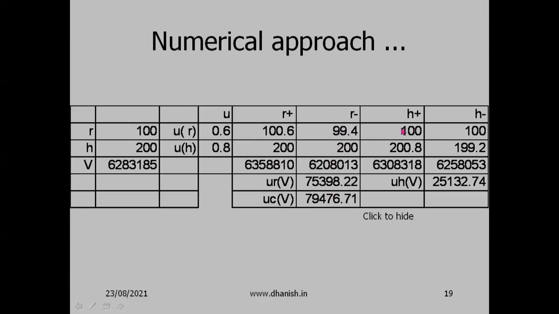Similarly for height, in the first row you keep radius the same at 100, and then height 200 plus standard uncertainty of height, 200 plus 0.8, then 200 minus 0.8, 199.2. So the standard uncertainty of volume due to height is this volume minus this volume, by 2. Now we have got the two standard uncertainties due to radius and height. So we combine them using the root sum of squares rule and determine the combined standard uncertainty in volume.